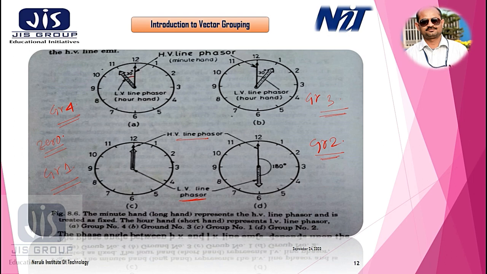Similarly, 11 o'clock is plus 30, 1 o'clock is minus 30, and 6 o'clock is 180 degree phase shift, lagging phase shift position. So there are basically 4 groups. Apart from this, the other clock positions are also there, but these are the traditional normal 4 groups which we are going to discuss.